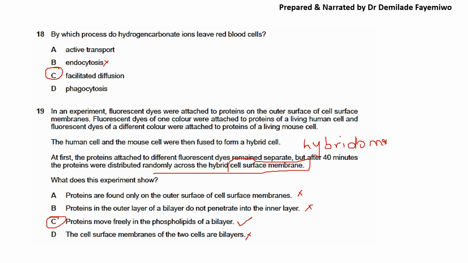So the answer here would be C, because it basically says that the proteins were distributed randomly across the hybrid cell surface membrane. And if you remember the fluid mosaic structure of the cell membrane, we speak about how the proteins are scattered if you're looking at them from the top, which makes it look like a mosaic. So that's how you would think of this question.